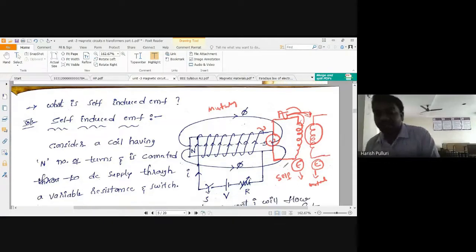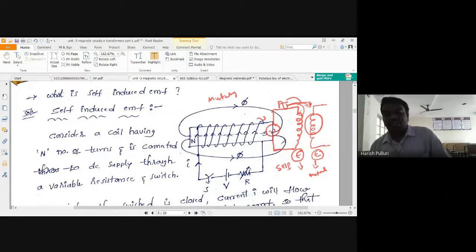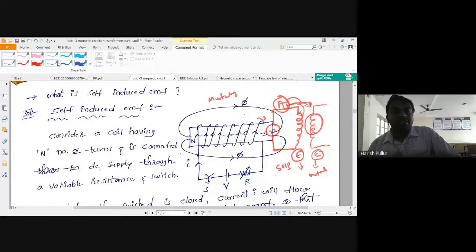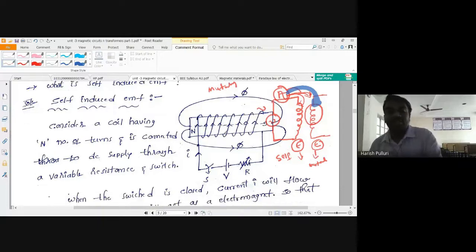So what can we understand from this? Suppose EMF is produced due to the flux with respect to the same circuit, that we call self. But if EMF is produced due to the flux with respect to another circuit, that we call mutually induced EMF. A simple way to put it: if we are spending our own money, that is self-spending, or if we are spending others' money, that is mutual. That is the difference between self-induced EMF and mutually induced EMF.